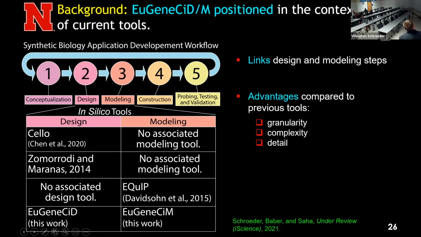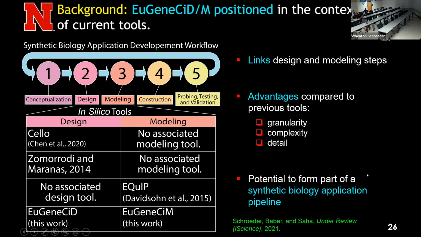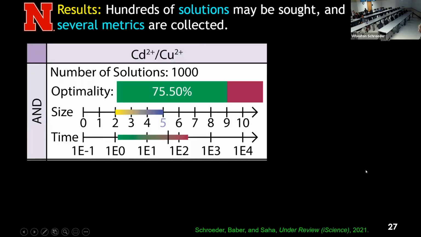So by creating our Eugene-SID and Eugene-SIM tools, we're able to make that connection. Other advantages that we have include increased granularity, complexity, and detail in our model system. And we're hoping that these two tools together could potentially form part of a synthetic biology application pipeline in future.